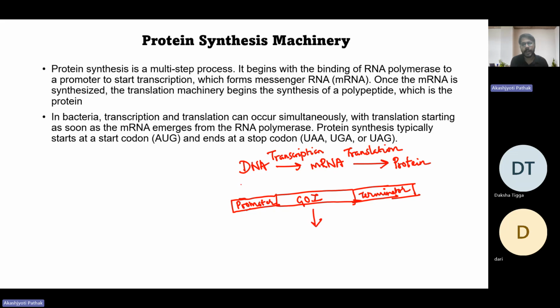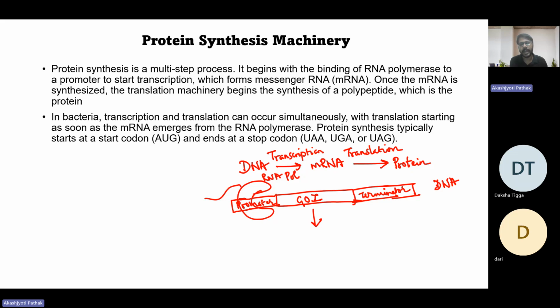So first of all, what happens? The RNA polymerase will bind at the promoter region, right? This is the sequence which must be present in your DNA, isn't it? So your DNA must have a promoter, it must have the gene of interest, and it must have a terminator. So first of all, what happens? This is your RNA polymerase. It has a C-terminal tail.